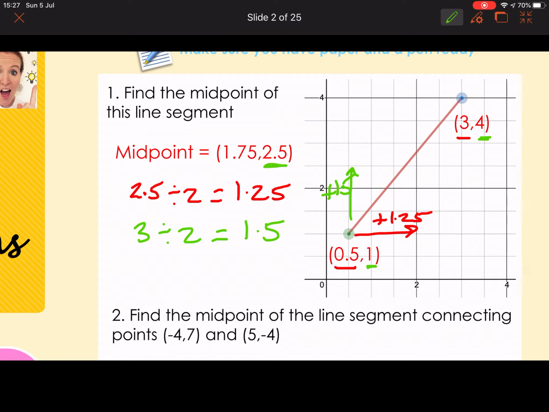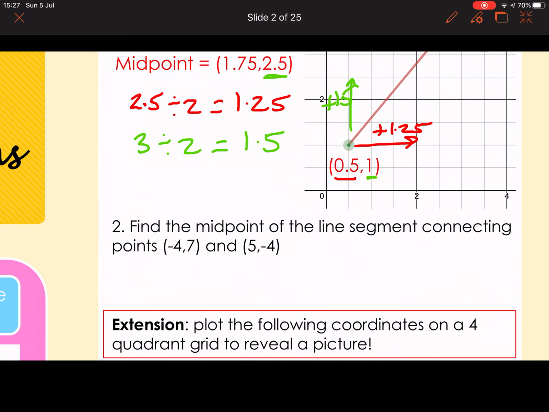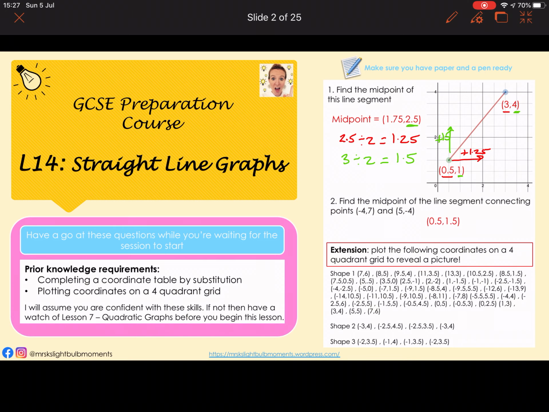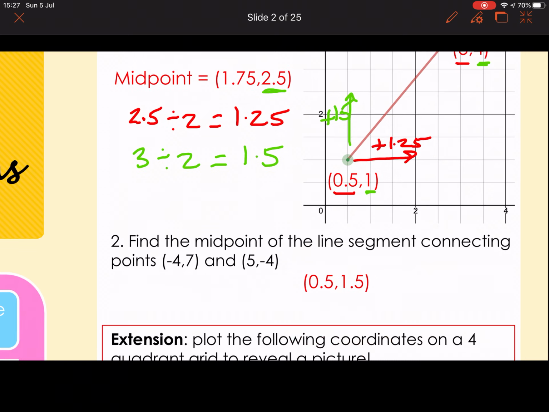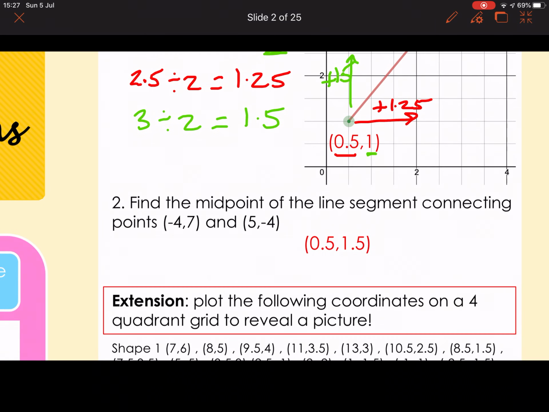Okay, so either visually, but you do need to know how to do it from just the coordinates as well, because you might get a question like this. Find the midpoint of the line segment connecting points -4, 7 and 5, -4. Now the answer is 0.5, 1.5. Let's just check we're happy with getting that.